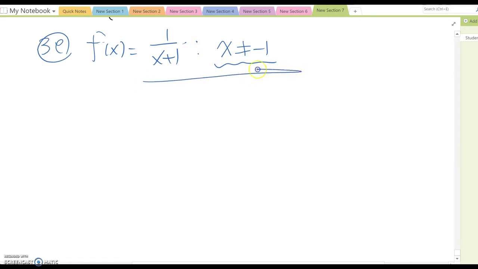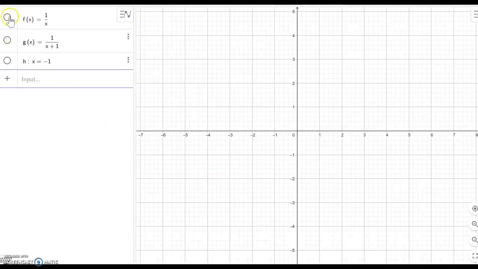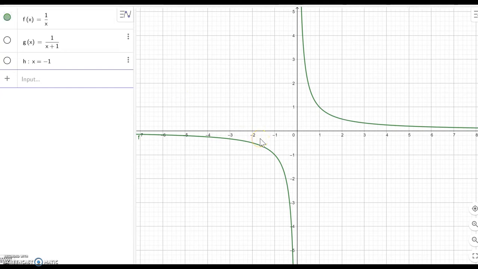Okay, so now, before we draw this graph, let's think about the parent function, which is y equal to 1 over x. So explore the behavior of the graph of this function first, then we can talk about the f(x) function again. So I will explain that using GeoGebra. So this is the y equal to 1 over x graph.